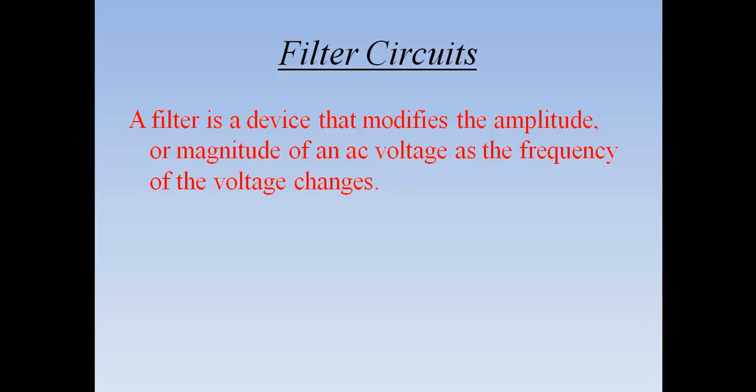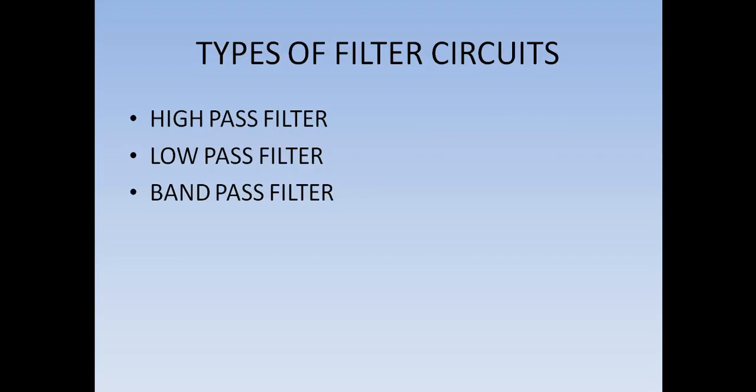So what is a filter circuit? A filter is a device that modifies the amplitude or magnitude of an AC voltage as the frequency of the voltage changes. Here are the different types of filter circuits. It can be high pass filter, low pass filter or band pass filter.